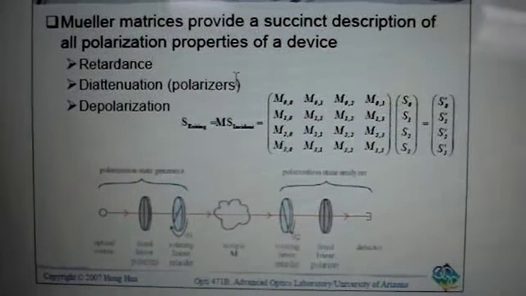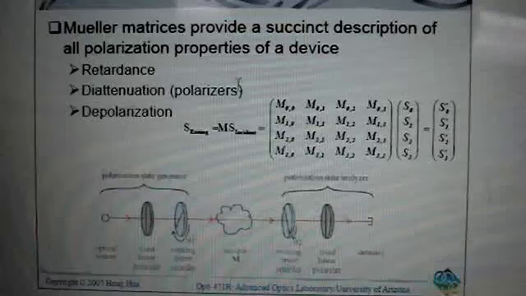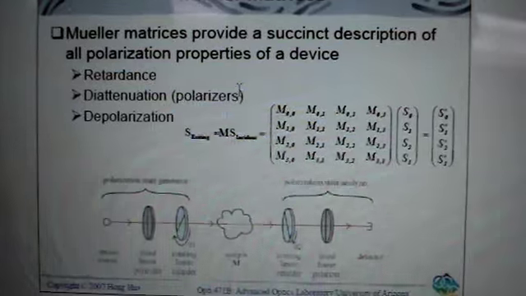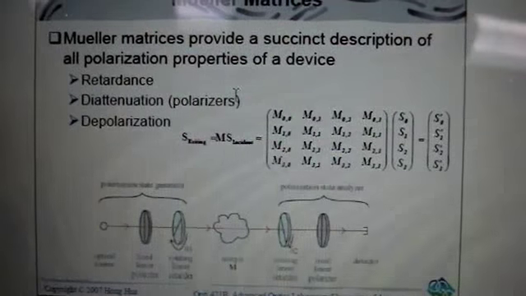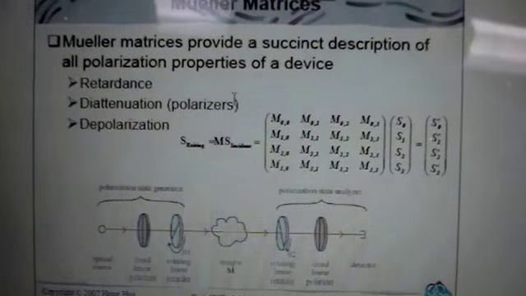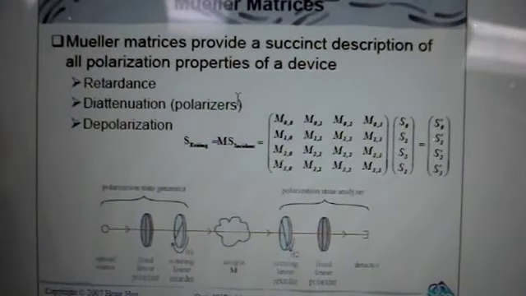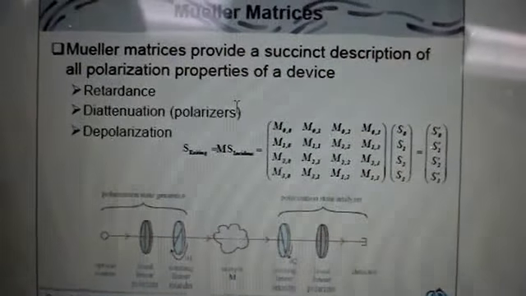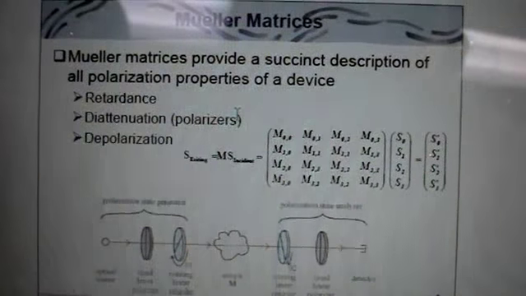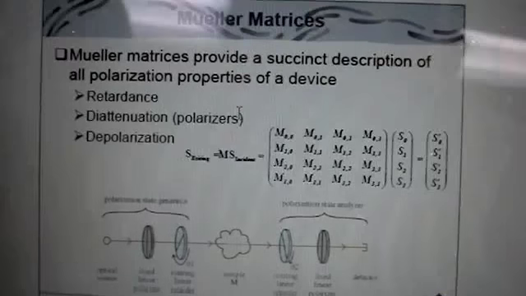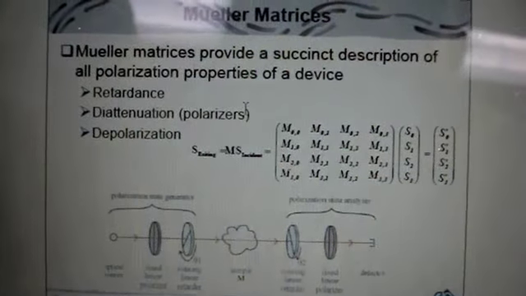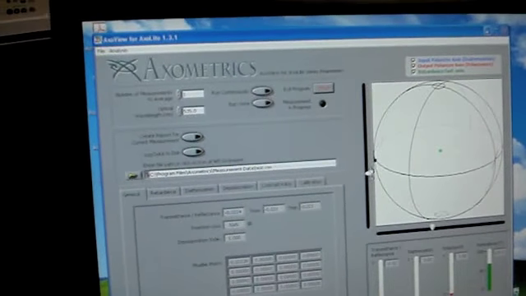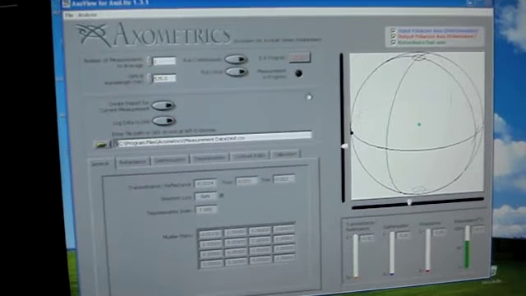Using the Axometrics program, we could determine the Mueller matrix of our different LCCs. The Mueller matrix can tell you many different things, including the retardance, diattenuation, and depolarization. The Axometrics device works by having two fixed linear polarizers and then rotating two linear retarders. By measuring the change as these two retarders change, you can measure the Mueller matrix of the sample that's in between.